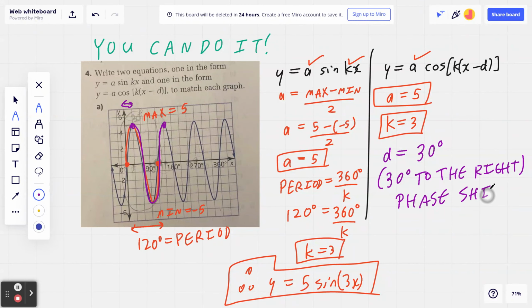So now y equals 5 cosine, open that square bracket. We know the k value is going to be 3, open a bracket, x minus 30 degrees, close all the brackets, just like that.